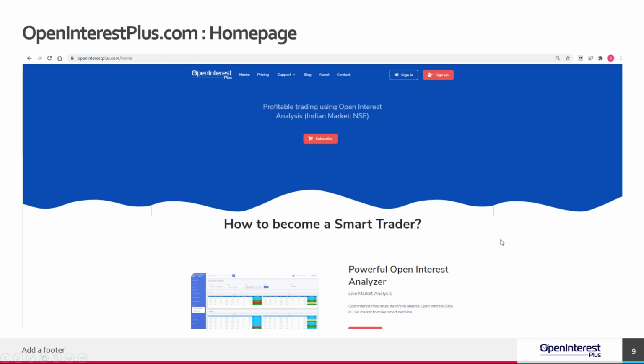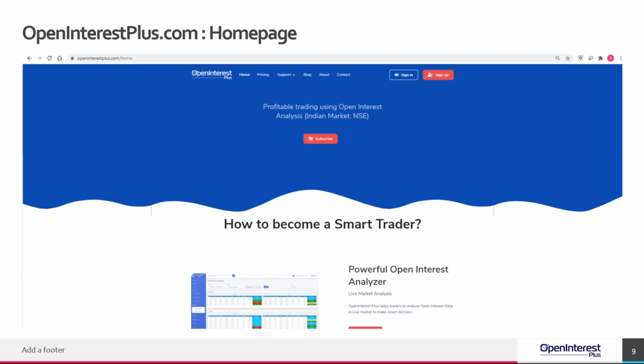On the home page we have multiple options like pricing, support, blog, about, contact us, sign in, sign up, and we also have an option where you can enroll your email for a newsletter subscription. So this is the home page of openinterestplus.com. Once you visit it, you can click on the sign up page.